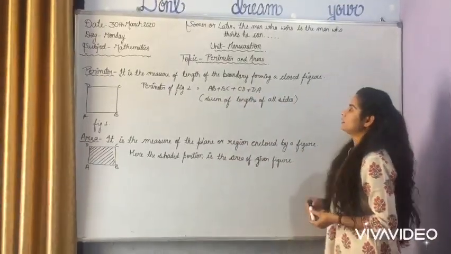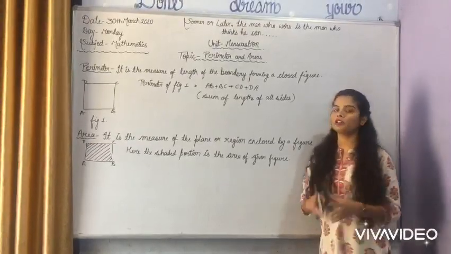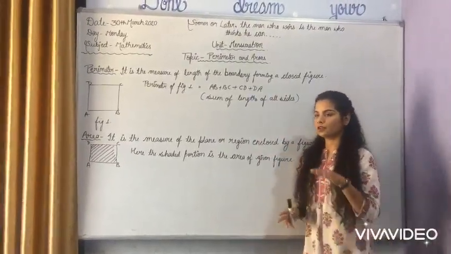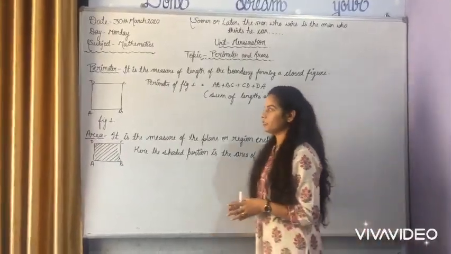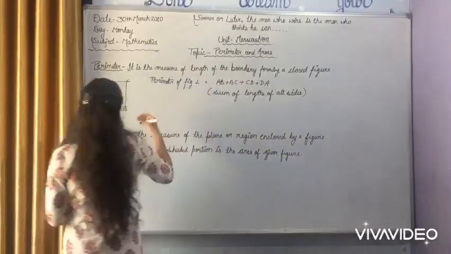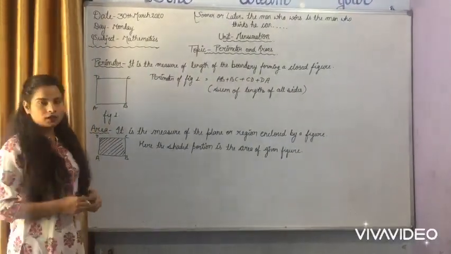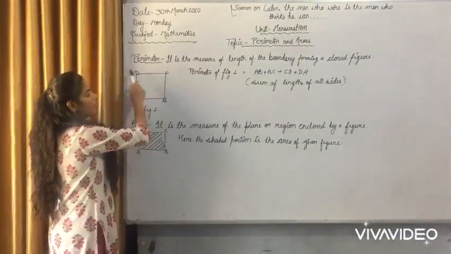Now, in this unit, our topic is perimeter and areas. Although volume is also a part of this unit, in your standard, it is not included. What is perimeter? Like I have written here, it is the measure of length of the boundary forming a closed figure. And it's a closed figure ABCD.